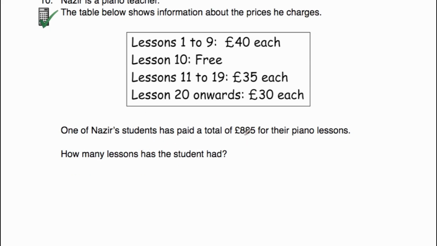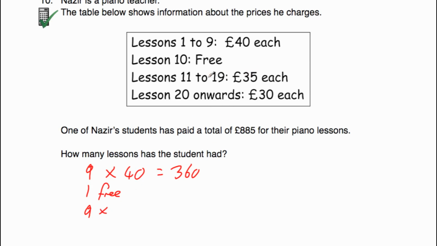So he pays £885. Well, let's see if he's got to the 10th free lesson. Let's see if he has 9 lessons, how much that would cost. If we do 9 multiplied by 40, that would be equal to £360. Now he's paid more than that, so he's had more than 9 lessons. Then he gets his 10th lesson free. Then it says that lessons 11 to 19 are £35 each. If you count from 11 up to 19, that's 9 lessons. There's going to be 9 lessons at £35 each.